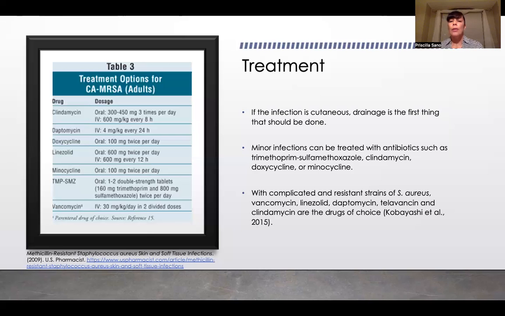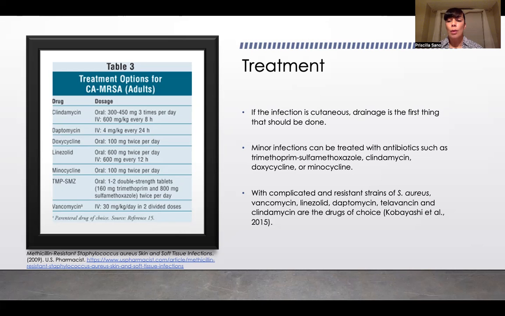Treatment. If the infection is cutaneous, then drainage is going to be the very first thing that should be done. They try to drain it because these types of infections tend to be somewhat resistant when treating them with antibiotics. So they try to get out much of the bacteria and clean it out and then treat it with antibiotics. If the infection is minor, they're going to treat it with certain types of antibiotics, such as trimethoprim sulfamethoxazole, clindamycin, doxycycline, or minocycline.